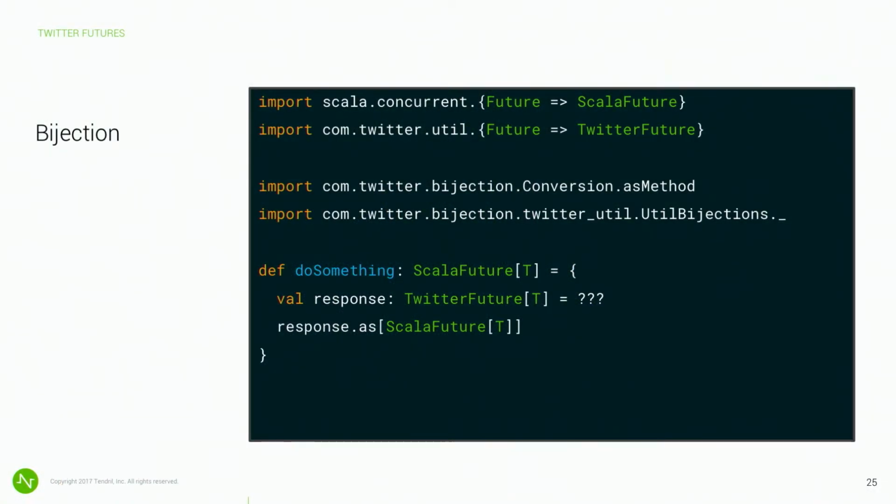Bijection: if you need to operate in both Scala futures and Twitter futures, the bijection library lets you convert between one or the other. You pull in some imports. In this case, I've renamed them Scala future and Twitter future. I've pulled in the as method, which gets me some syntax, and the bijections themselves to get all the conversions. And then I can do response, which is a Twitter future, dot asScala future to change it between. And what this is doing internally is setting up callbacks to make this happen. This is not just a typecast, but an actual wiring up of callbacks so that these two things work.